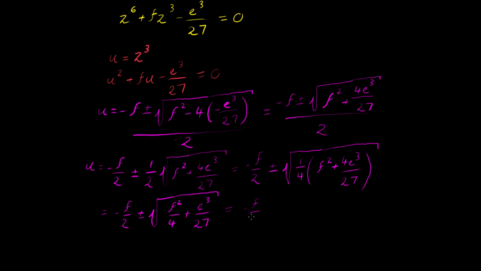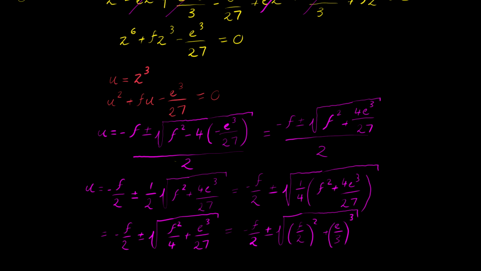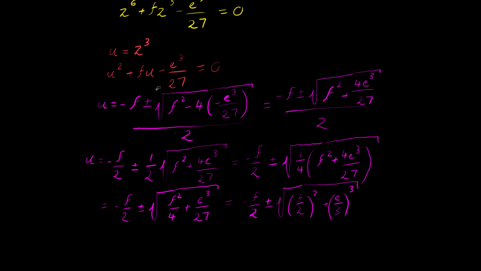So this is negative f over 2 plus or minus, we can simplify inside the radical, the square root of, what's this going to be? F squared over 4 is the same thing as f over 2 squared, right? And e cubed over 27 is the same thing as e over 3 cubed. So that worked out pretty nicely. So we've got our 2 possible values of u. So now that we know our 2 possible values of u, we can work out our possible values of z, which is going to allow us to find our possible values of y.